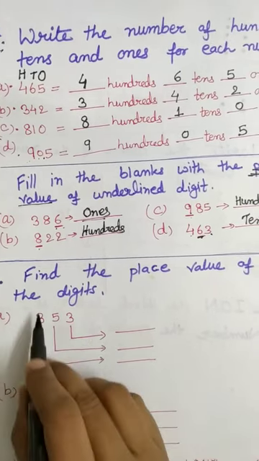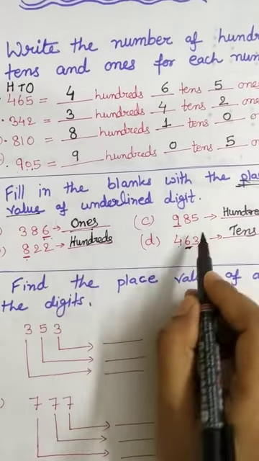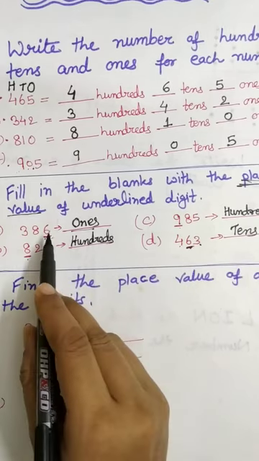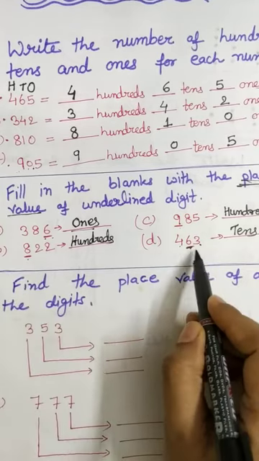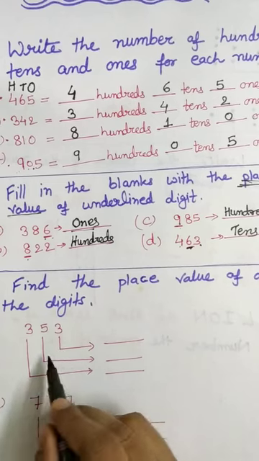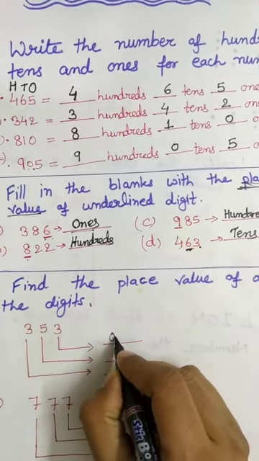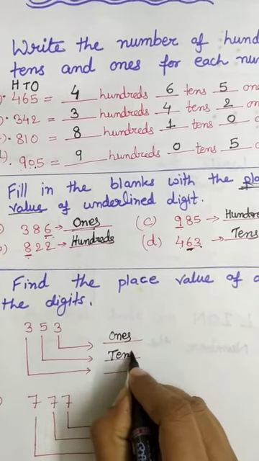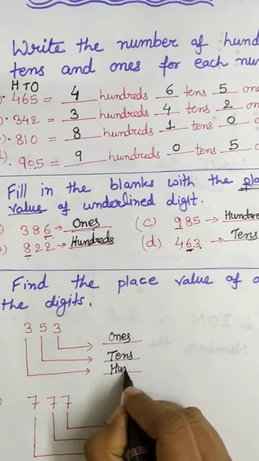Find the place value of all the digits. Here what did we have to do? In the previous question, we had to find the place of only one digit. Now we have to find the place value of all digits. 3 ones, 5 tens, and 3 again hundreds.